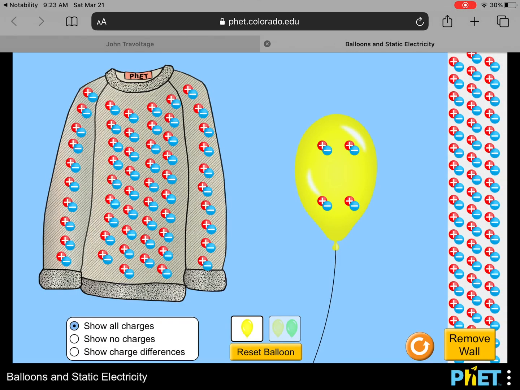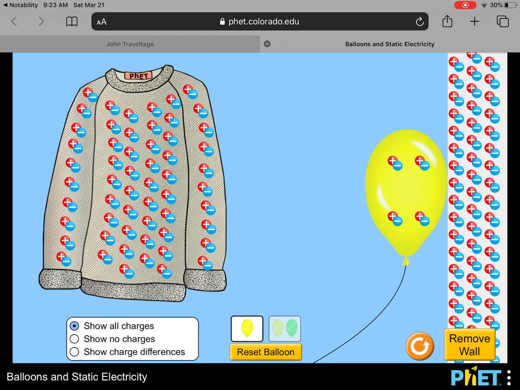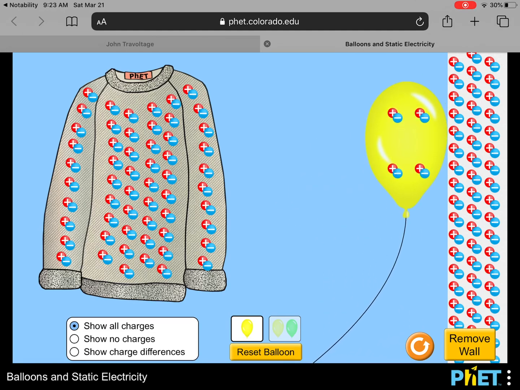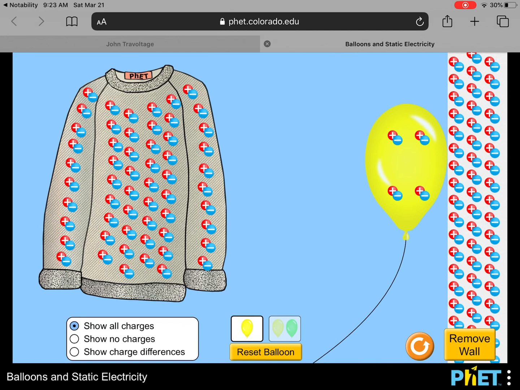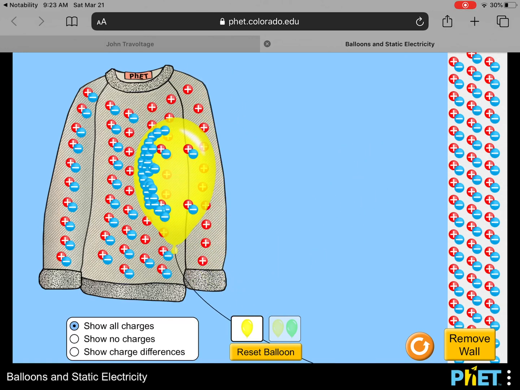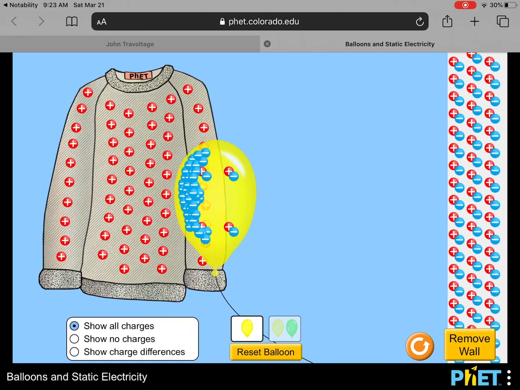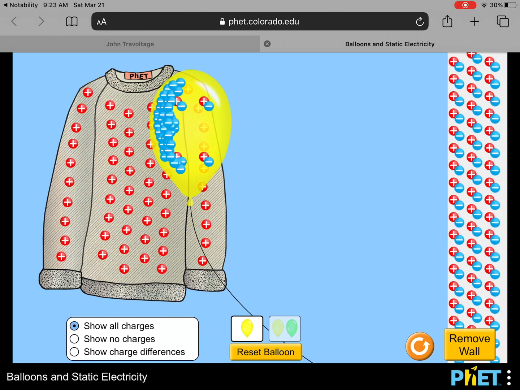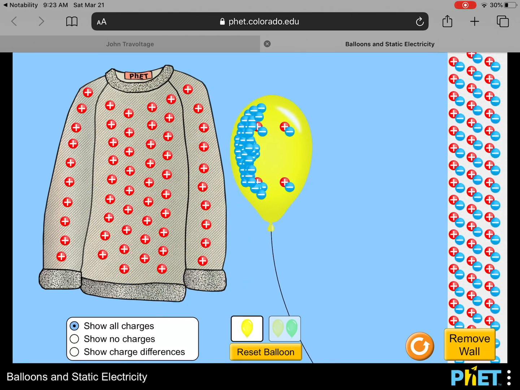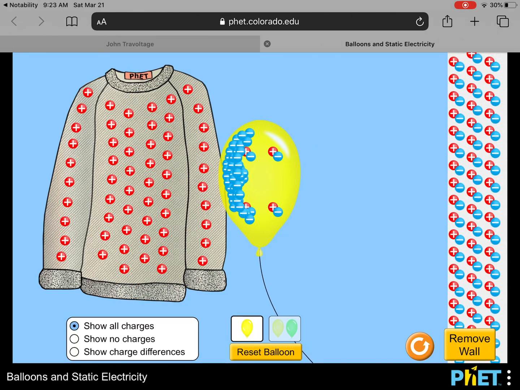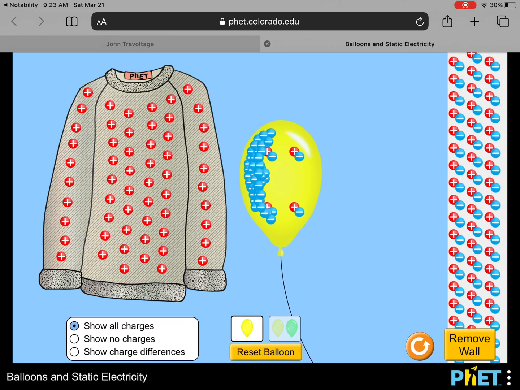In this simulation, you don't have to change any of the settings, but what you can do is take a balloon, bring it to the wall. Notice it does not stick to the wall. It just kind of hangs out there, but it's not necessarily sticking or attracted to the wall. Okay, so I'm going to rub it on a sweater, like a wool sweater. Notice how it took electrons from the wool sweater. We did not take protons, we didn't move protons, none of that. Now look at the wall carefully as I bring the balloon near it.